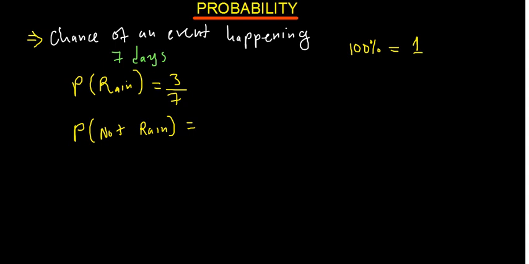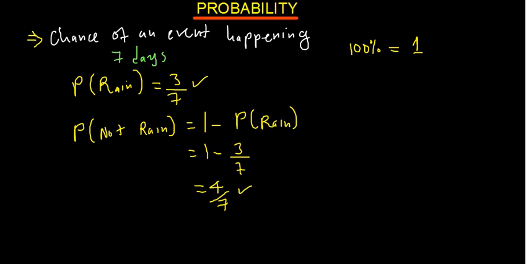So the probability of not raining is going to be given by 1 minus the probability of it raining. Therefore that is going to give you 1 minus 3 over 7, which gives you 4 over 7. So if the chance of it raining is 3 out of 7, then the chance of it not raining is going to be 4 out of 7.